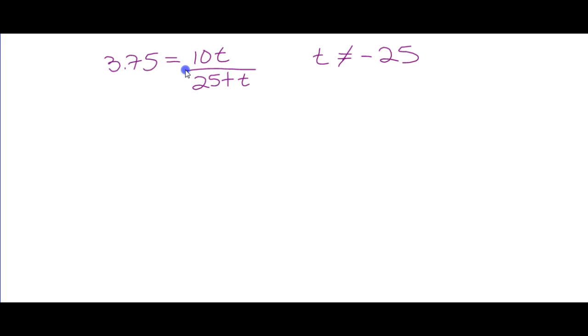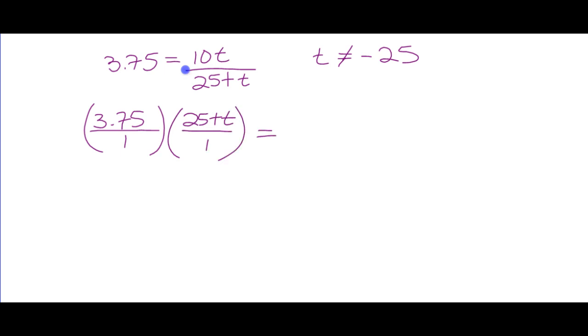Now, in order to solve this, we basically need to get rid of the denominator. So to do that, we're going to multiply both sides by the denominator. So we get 3.75, let's put it over 1, just so it looks like a fraction, and multiply that by 25 plus t is equal to 10t over 25 plus t, and we're going to multiply that by 25 plus t. Not 25 plus t over 25 plus t. We're not looking for an equivalent rational expression. We're looking to multiply by the lowest common denominator so that these cancel.